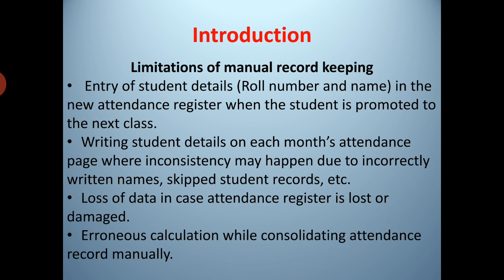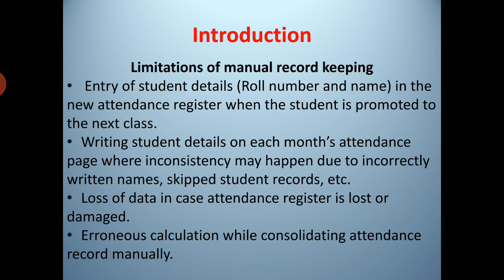The limitations of manual record keeping are: entry of student details like roll number and name in the new attendance register when the student is promoted to the next class; writing student details on each month's attendance page, where inconsistency may happen due to incorrectly written names or skipped student records; loss of data in case the attendance register is lost or damaged; and erroneous calculation while consolidating attendance records manually.